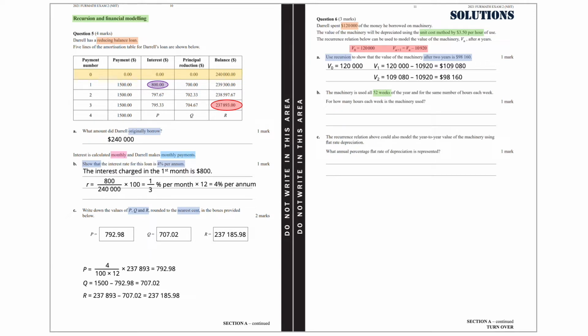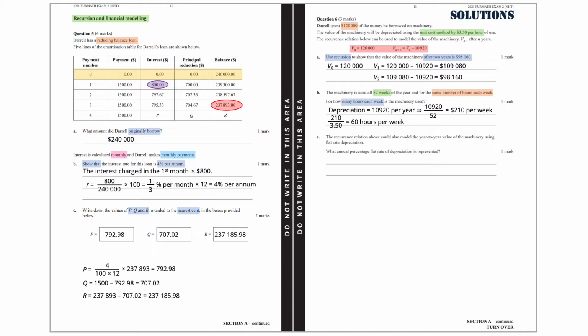Part B. The machinery is used all 52 weeks of the year and for the same number of hours each week. For how many hours each week is the machinery used? The depreciation rate is $10,920 per year. We divide this by 52 weeks, and that is $210 per week. Now, we divide $210 by $3.50, and that gives us 60 hours per week.